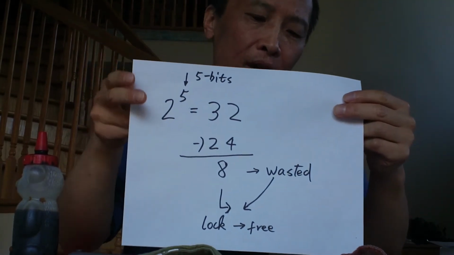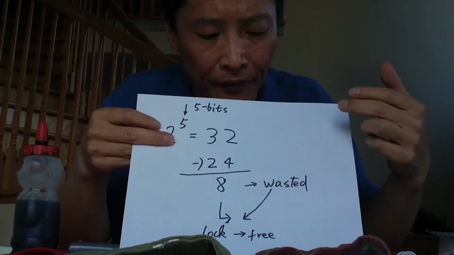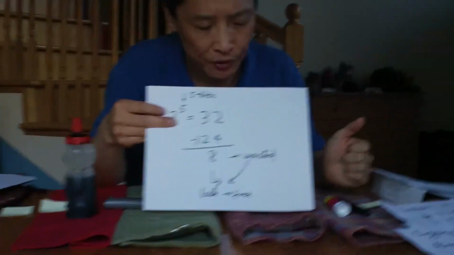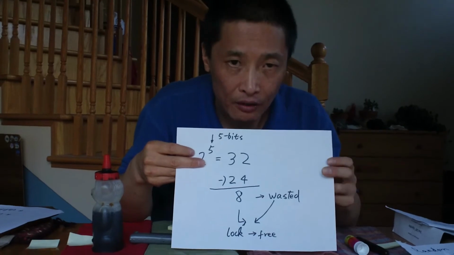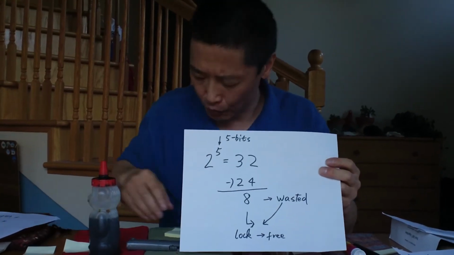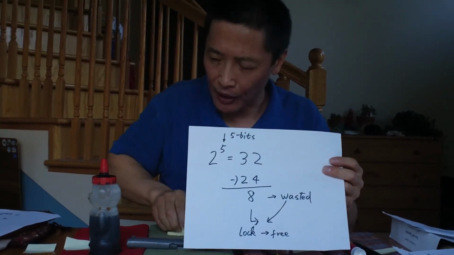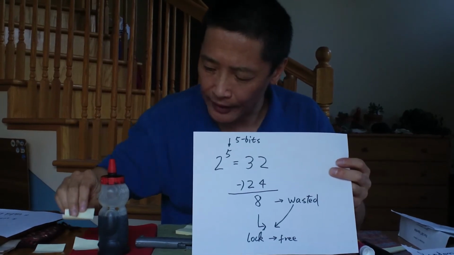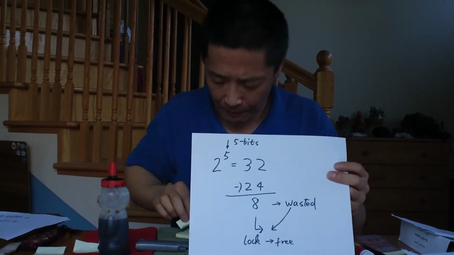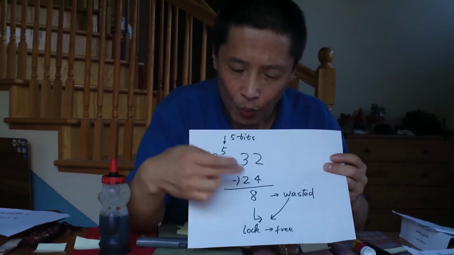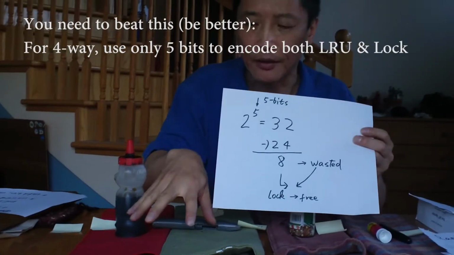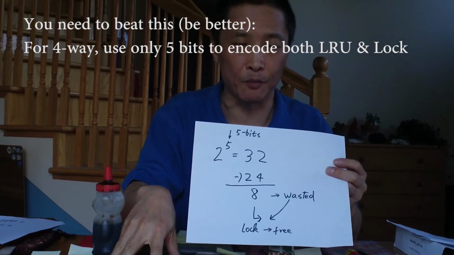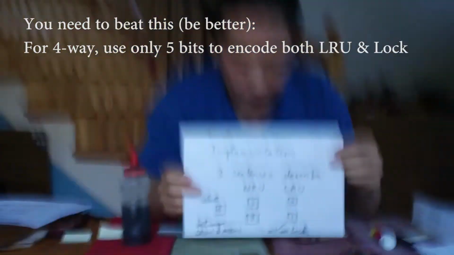So this is where my invention is clever. Instead of wasting those 8 combinations, I use those 8 to lock the way, meaning I don't have to keep another tag to keep track of each way, to say which way is locked. I use those combinations to tell: one of the 8 says this way is locked, another combination says both ways are locked, for example. What is the implementation?